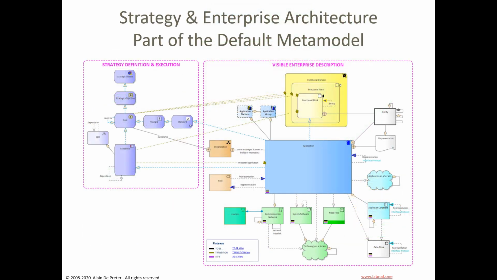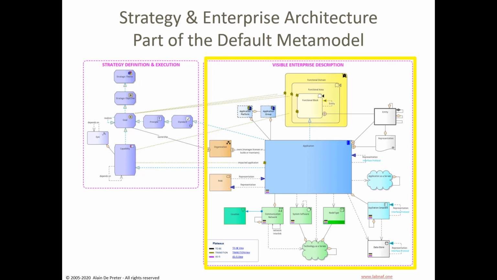So this is part of the default metamodel. The left side of this metamodel is used for describing the strategy, definition, and execution. The right side is used for describing and visualizing the enterprise. So in other words, this is the enterprise architecture, if you want. You can see that the metamodel is expressed using the end-user language itself. That makes the metamodel easy to read and to maintain, because the metamodel specification and its documentation are one and the same thing.